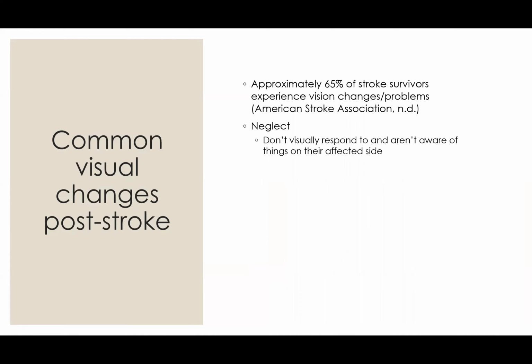One thing that you may have heard of, or may be experiencing, is what's called neglect. This is basically when you don't visually respond to, and aren't aware of, things on your affected side. So if you're working with someone who has neglect, or maybe you have neglect, it's like your brain just forgets that that side is there. Whether it be left side or right side, say it's the left side, your brain just kind of ignores and shuts off the left side. And so you really have to use a lot of adaptive strategies to overcome the problem that you may be having.